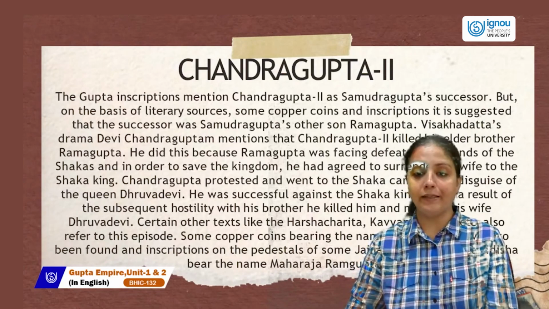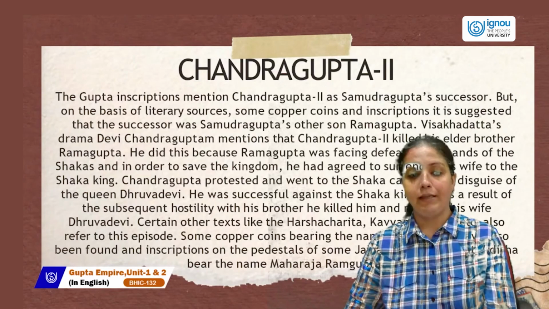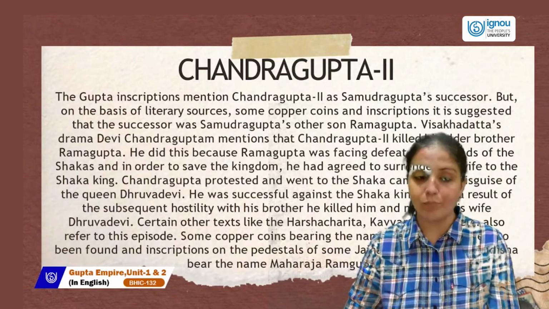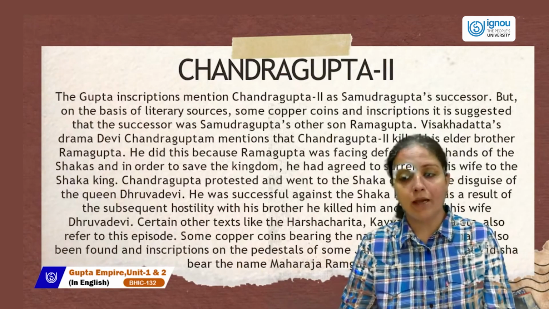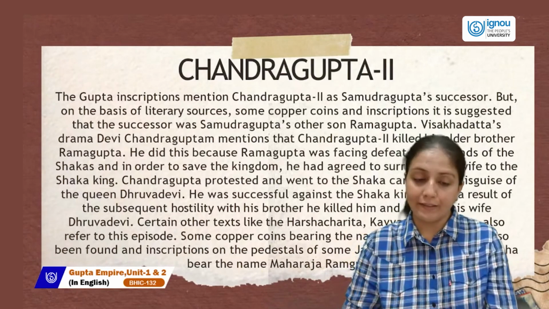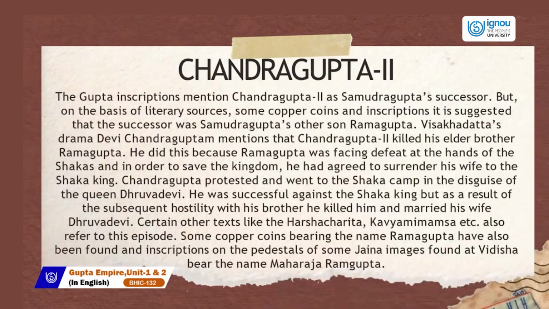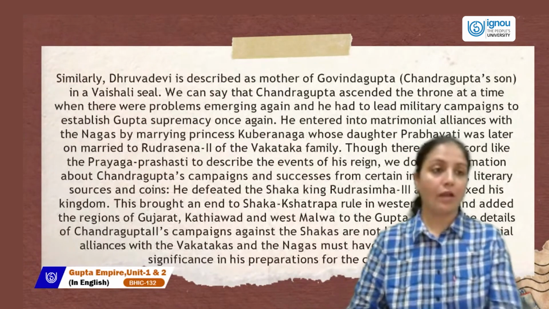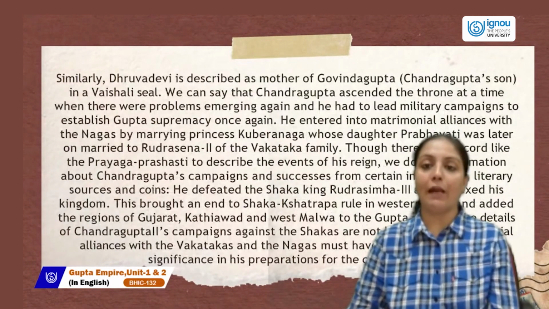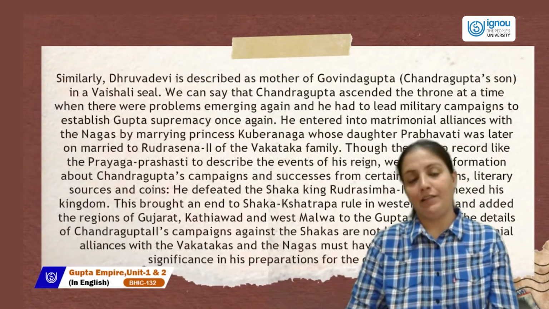Certain other texts like the Harshacharita, Kavyamimamsa, etc. also refer to this episode. Some copper coins bearing the name Ramgupta have also been found, and inscriptions on the pedestals of images. Similarly, Dhruva Devi is described as the mother of Govindagupta, Chandragupta's son, in the Vaishali seal.